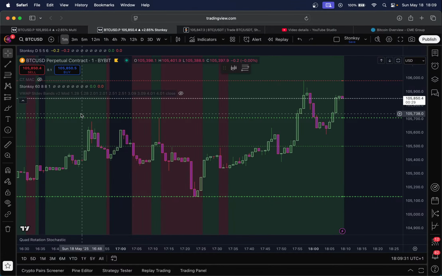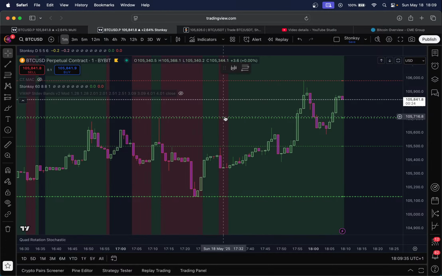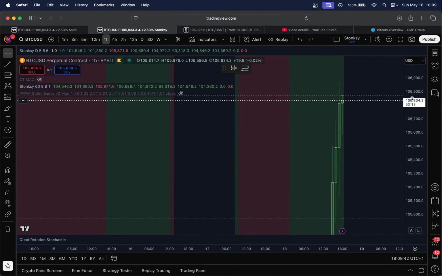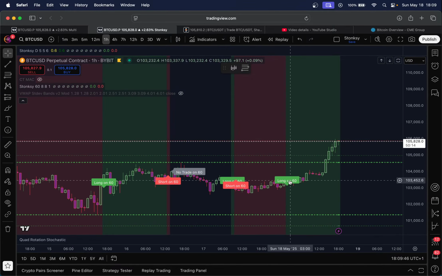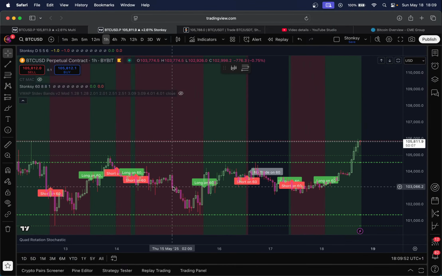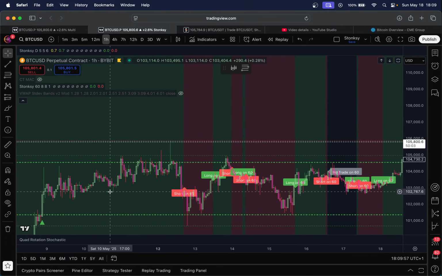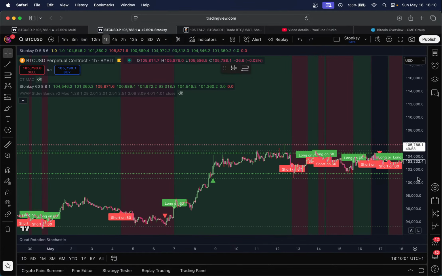Now, this Stonksy indicator puts these green and red things in the background here. And I've found generally on the 1 hour time frame, that's really good. You can see here it goes green there and the price goes up, green there, the price went up a bit. The red one, it came down, the green one, it went up. It's actually a really quite reliable indicator on the 1 hour time frame.